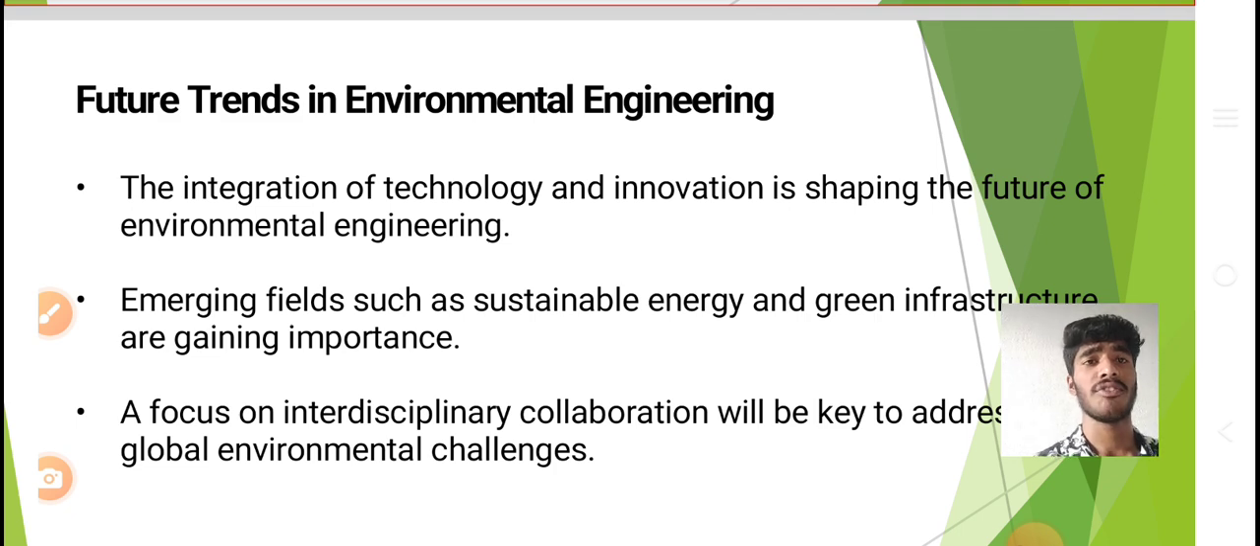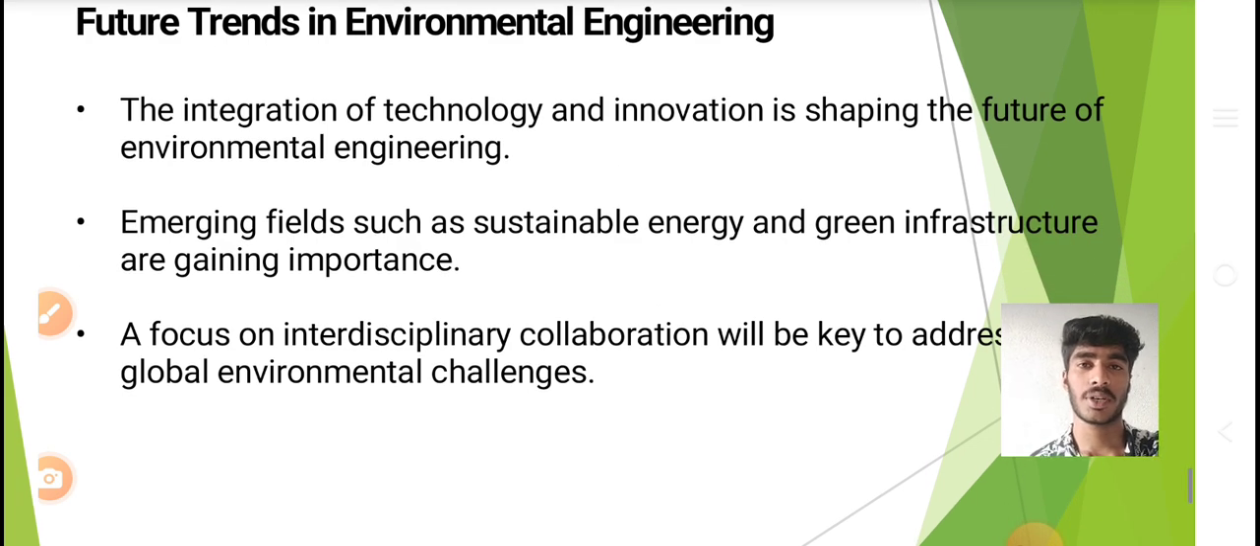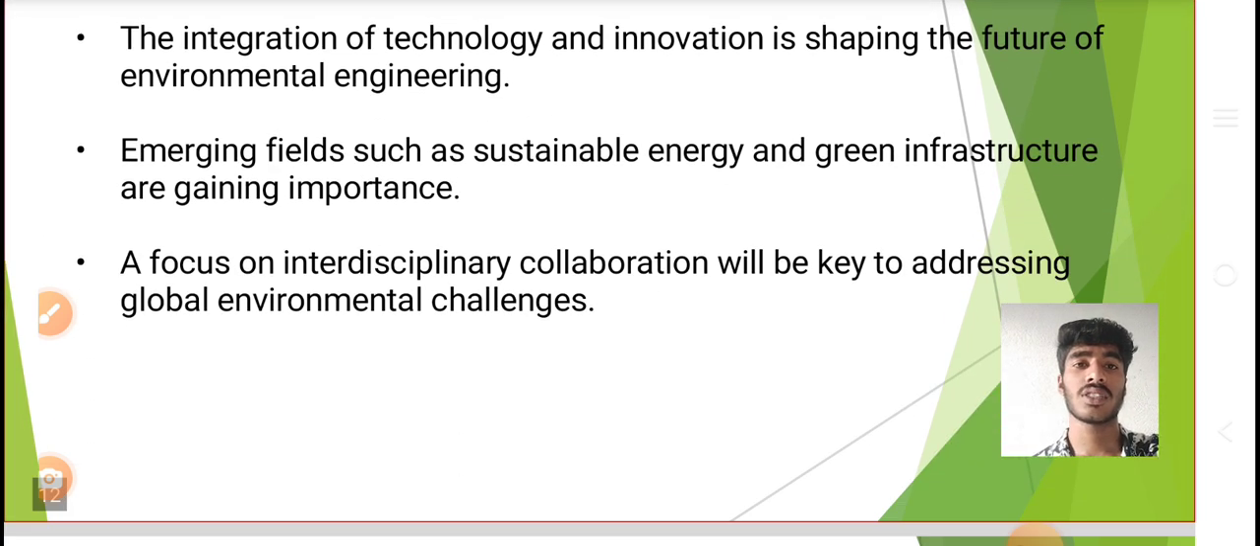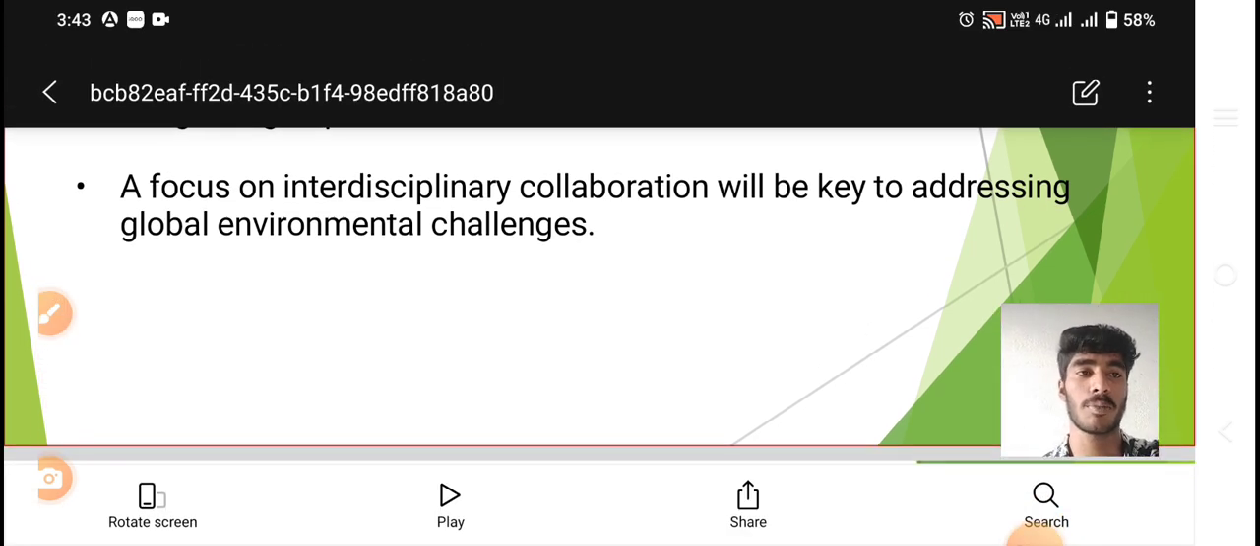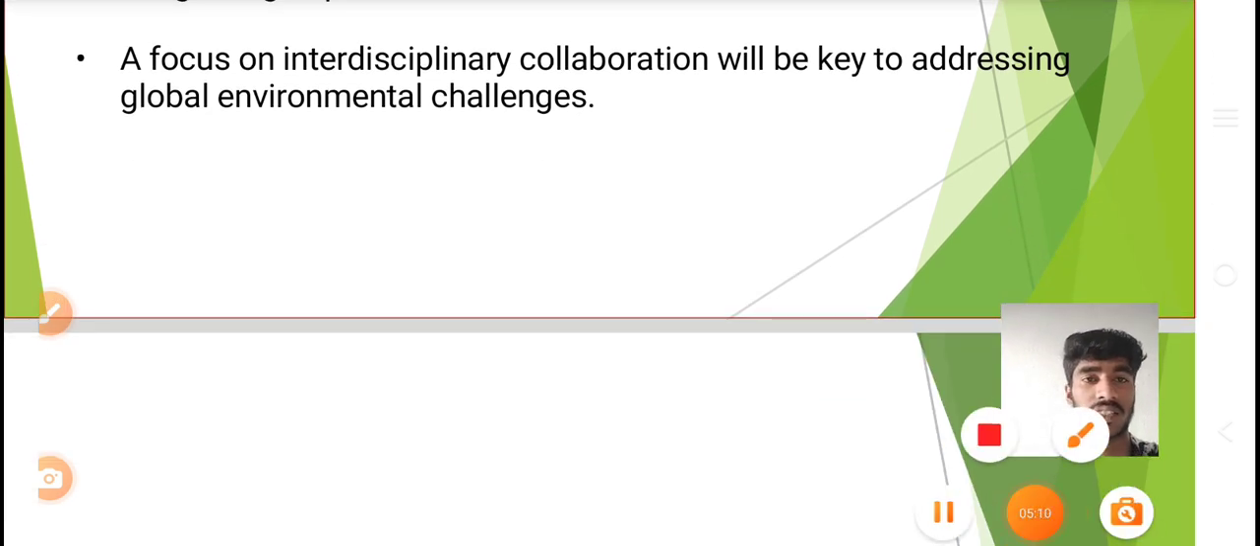Future trends of environmental engineering. Education and technology innovation will shape the future of environmental engineering. Emerging fields such as sustainable energy and green transportation gain importance. Focus on interdisciplinary collaboration will be taken in addressing global environmental challenges.